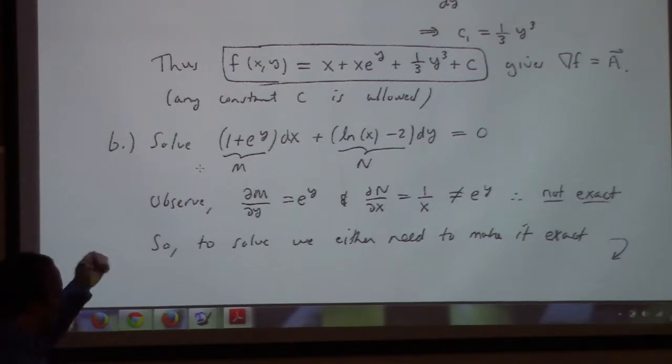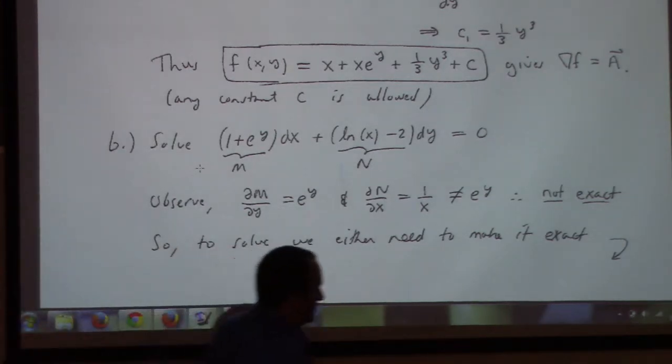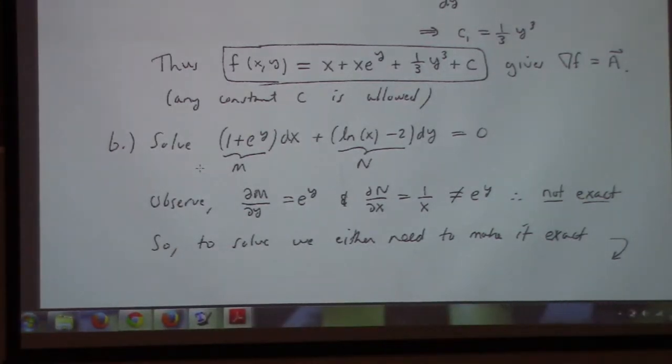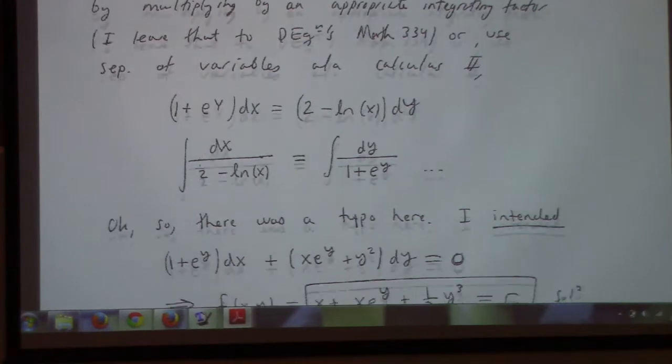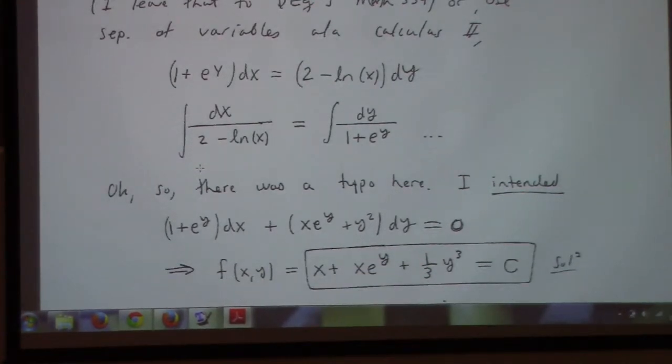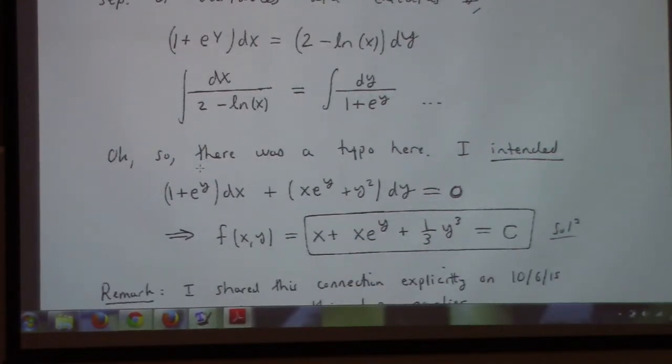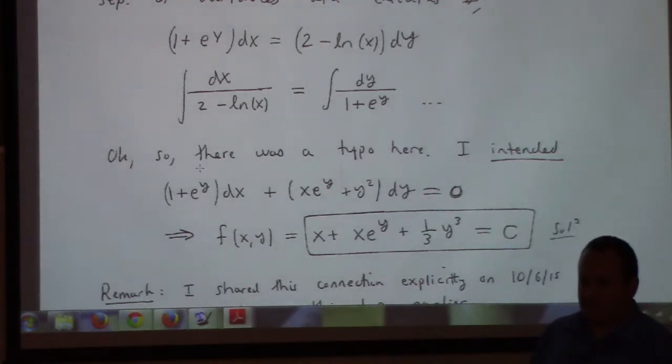Oh, so I either need to make it exact, or this one actually is kind of an oddball question. I think my next thought is that I wouldn't do that. Instead, I would just solve it by separation of variables, like in Calc 2. And so doing that, at that point I realized, oh, there's a typo in this problem. Now, fortunately, the grading of this was very generous, but even if the grading wasn't generous, I would have had to tell the grader to drop this problem because there was a typo.